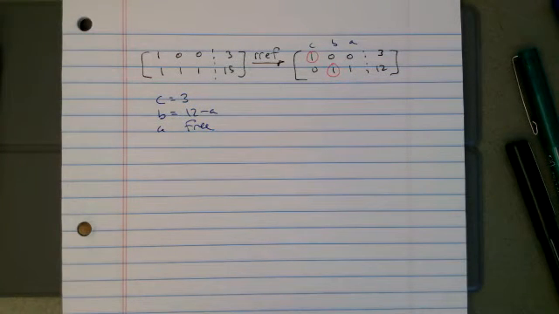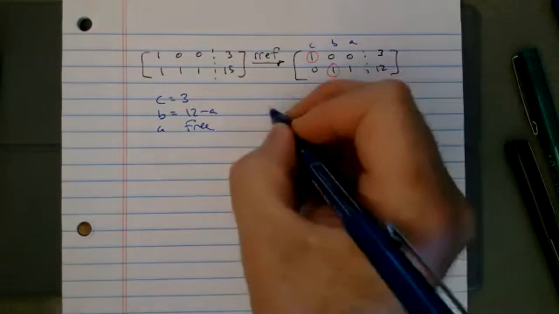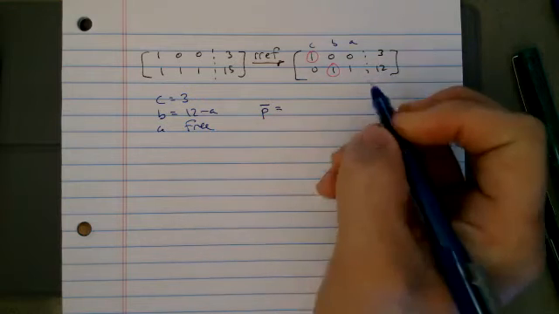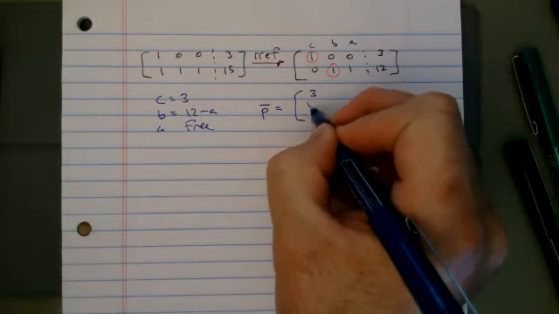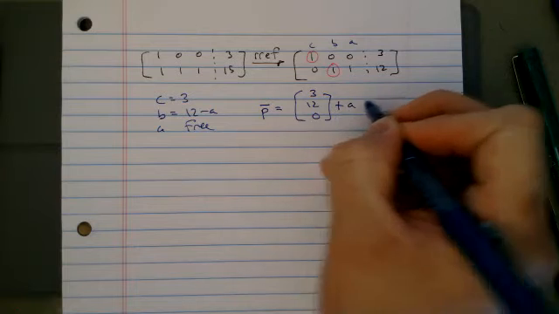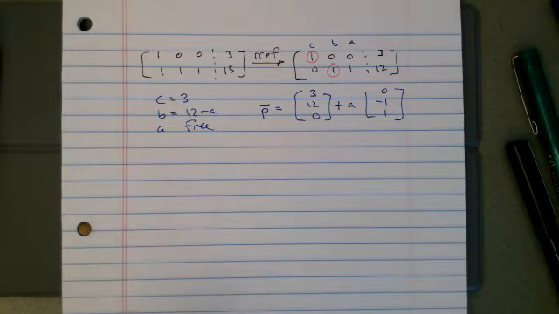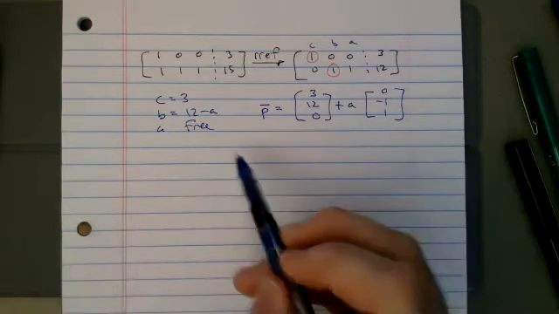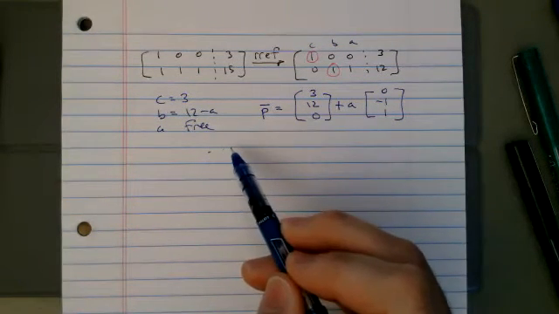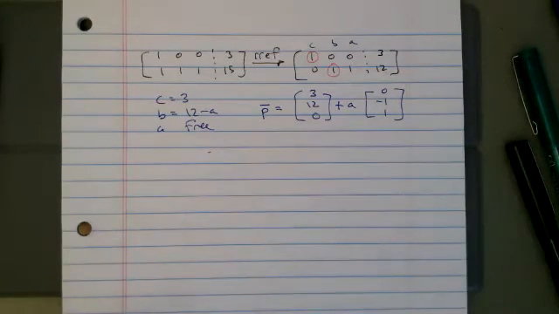So here's what the general solution looks like. C is 3, B is 12 minus A, and A is free. The general solution looks like 3, 12, 0 plus A times 0, negative 1, 1. So any polynomial that has these coordinates will do. If A is equal to 7, then B is equal to 12, and we get 3 plus 5t plus 7t squared. And that will have P of 0 will be 3, and P of 1 will be 15.